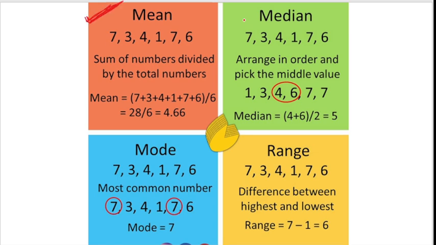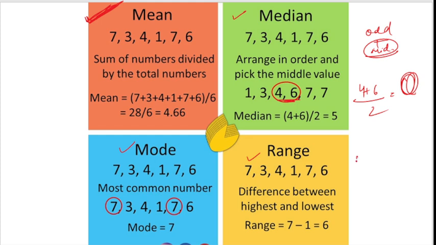Then what is median? Median is the midpoint. If there is an odd number of observations, then the middle number would be the median, but if there are two numbers in the middle, we will add them and divide by 2, and whatever the answer is would be our median. Mode is the most frequently occurring number. And range is the difference between the highest data point and the lowest data point.